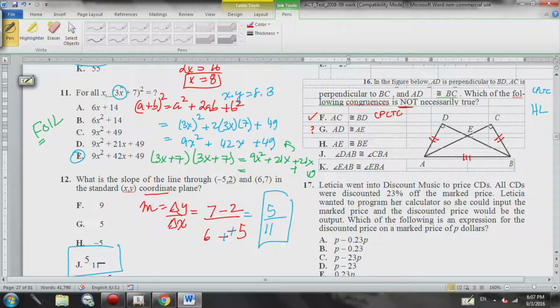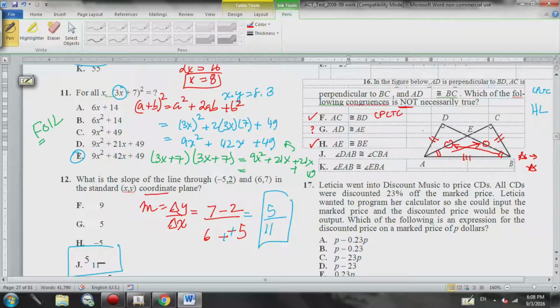AE is congruent to BE. That is true, and I'll tell you why. These two angles are congruent by CPCTC: this angle is the tip angle of this triangle, and this angle is the tip angle of this triangle right there. Since those two are congruent, the sides opposite them are congruent. That's the base angle theorem. Remember the base angle theorem? The base angles are congruent, so the sides opposite them are congruent. So that is actually true.